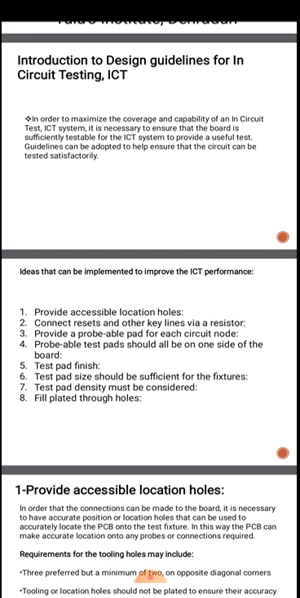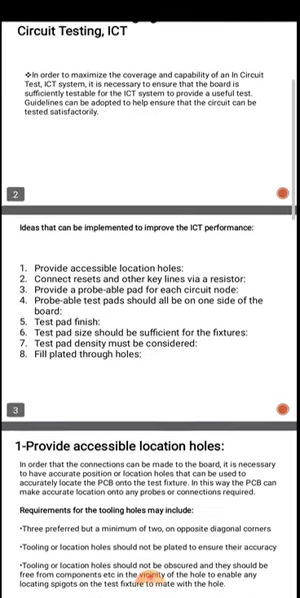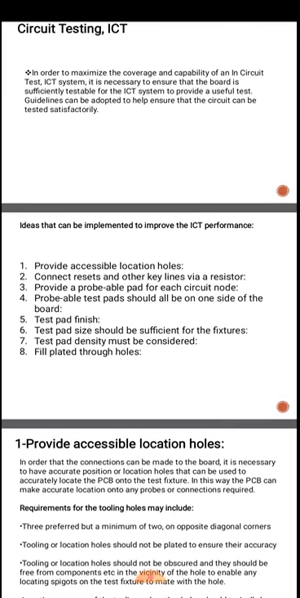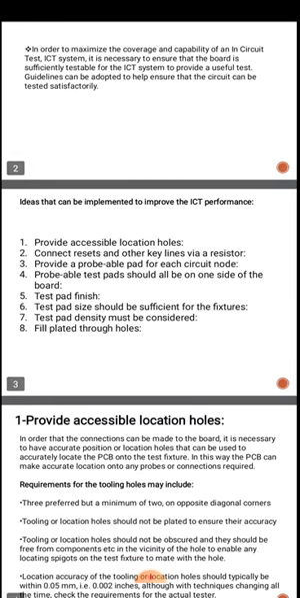Provide a probable pad for each circuit node. Probable test pads should all be on one side of the board. Test pad finish. Test pad size should be sufficient for fixtures. Test pad density must be considered, and fill plated through holes. So one by one we are going to discuss the points.